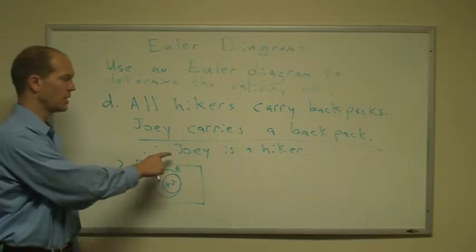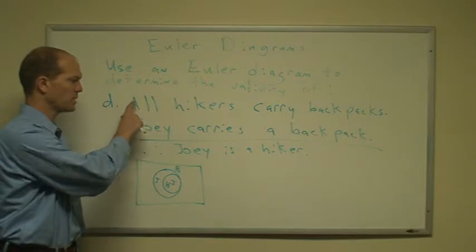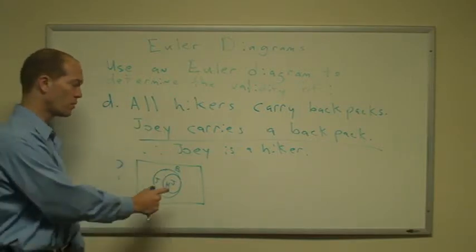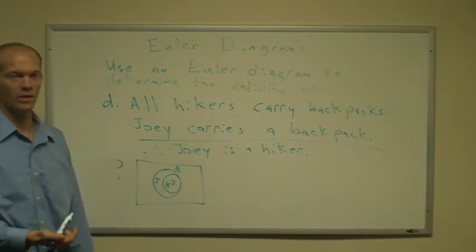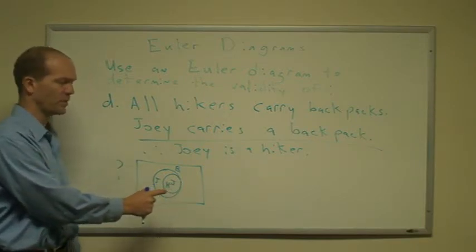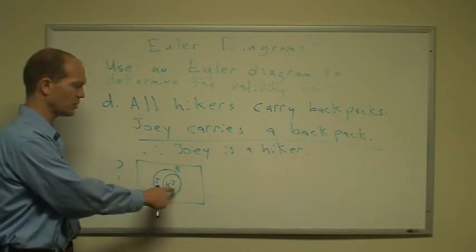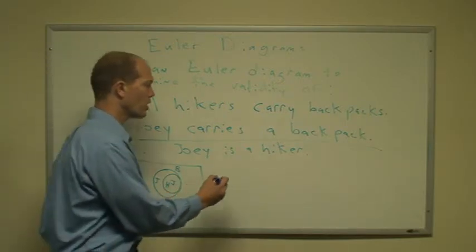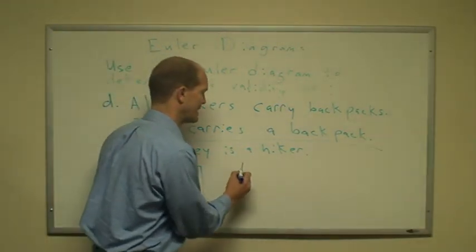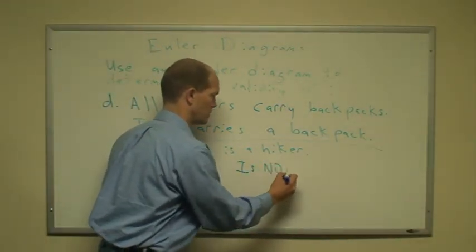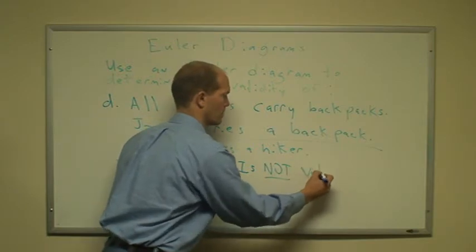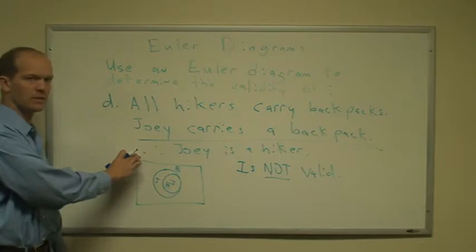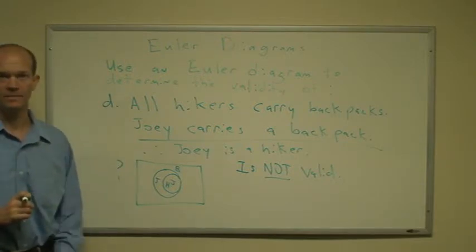So the answer to the question, does this set of premises lead inescapably to the conclusion that Joey is a hiker, is certainly no. I don't know which place Joey has to live. Which of these circles should Joey be within? Is it just the B, not including the H, or is it the H inside of the B? I don't know. So the answer to whether or not this argument is valid is it is not. The premises didn't lead inescapably to this conclusion, so the argument is not valid.